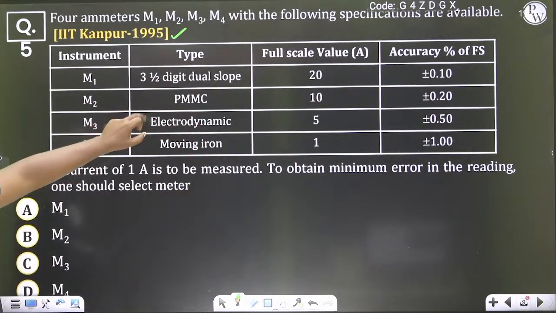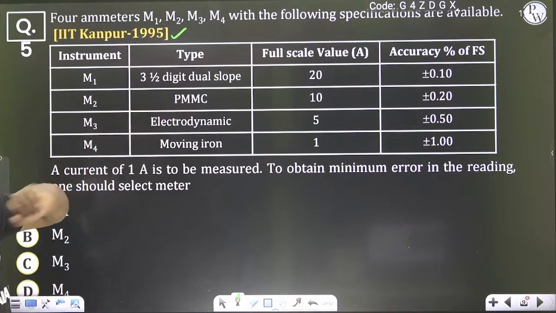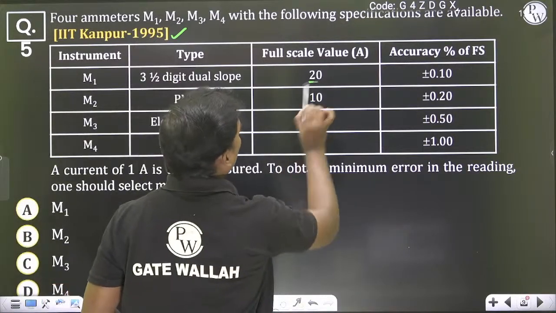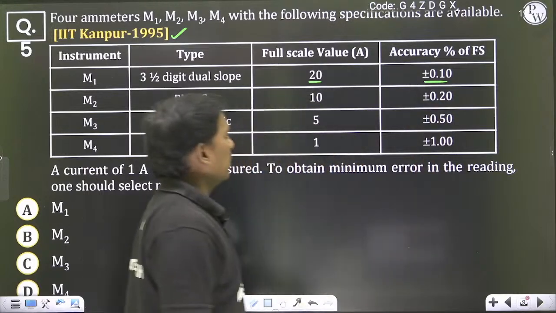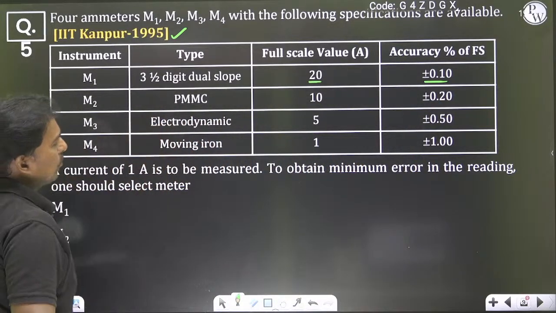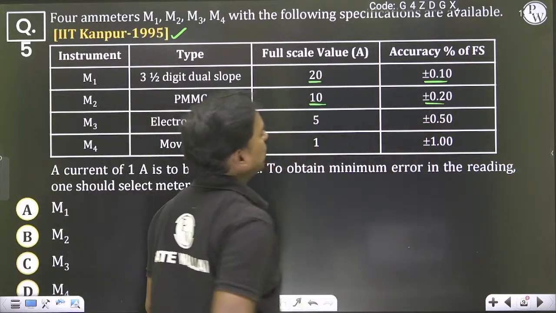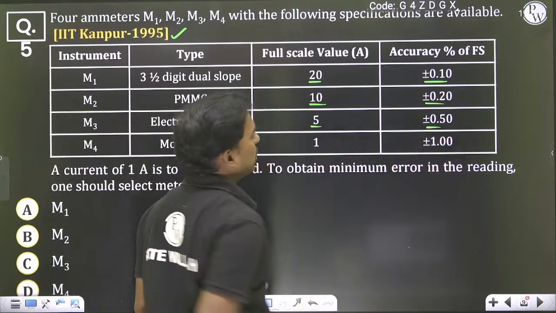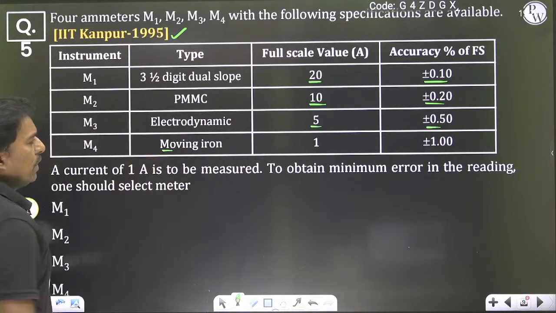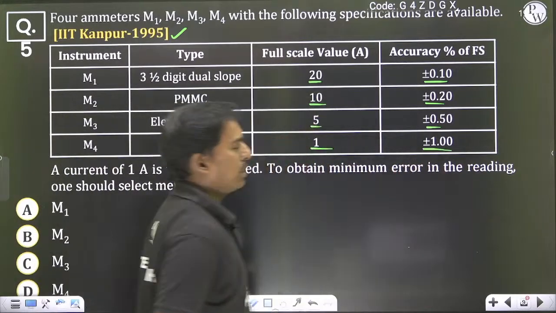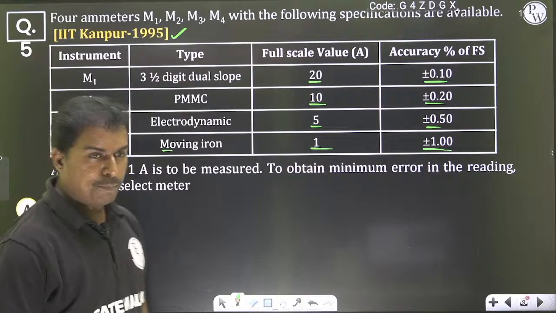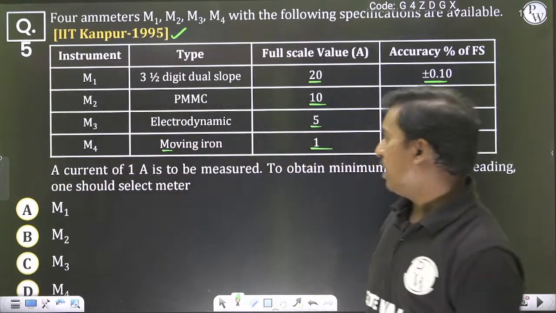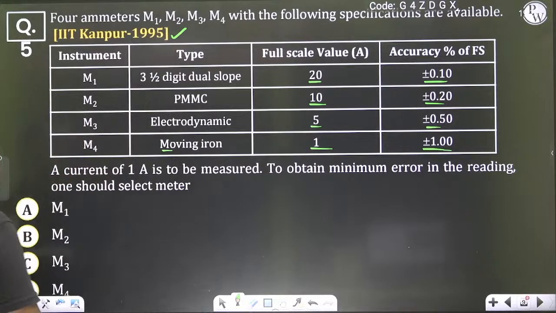Meter 1 is of a given type, full scale value is 20, accuracy plus or minus 0.10%. Meter 2, PMMC, full scale value is 10, plus or minus 0.2%. Meter 3 is electrodynamic, full scale value is 5, plus or minus 0.5% accuracy. Meter 4 is moving iron, full scale value is 1, plus or minus 1%. A current of 1 ampere is to be measured. To obtain the minimum error in the reading, which particular meter should one use? What can be the answer?